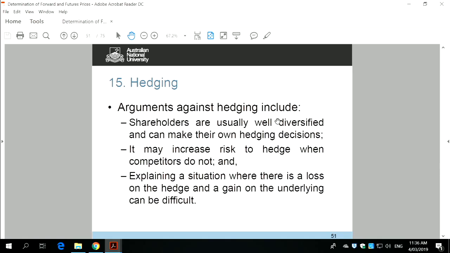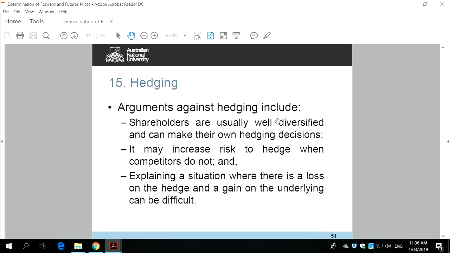All right, and there are arguments against hedging. The argument against hedging is the following. Think about who holds the Qantas share. Shareholders, right? And in foundational finance, you were told that investors should be holding a diversified portfolio, a market portfolio. What does market portfolio mean? A market portfolio is a portfolio that consists of the stocks in the market, something like an index. You can think of that as an index.